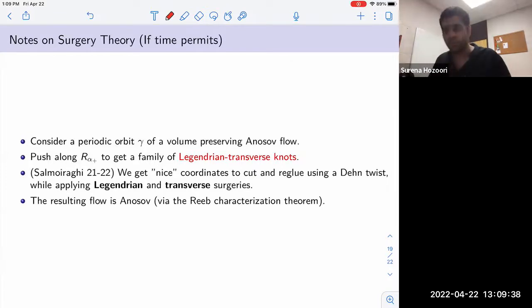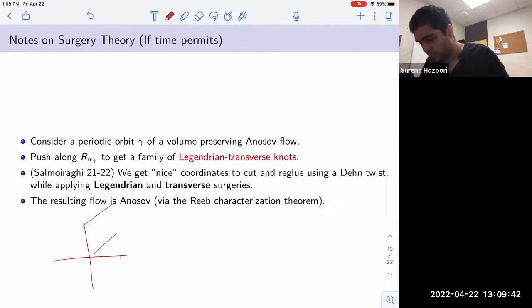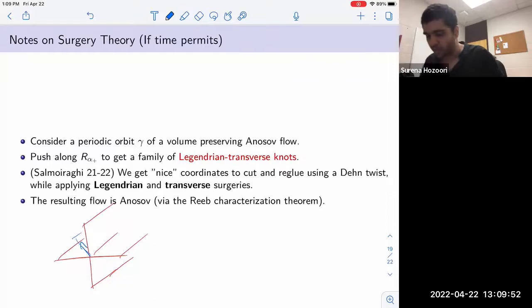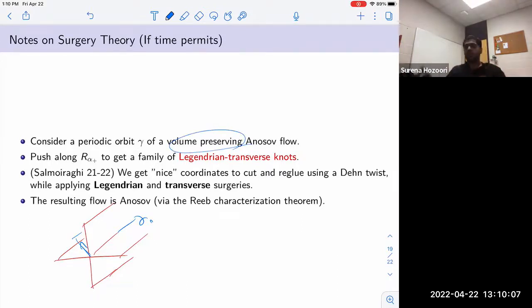And here, for instance, just from the picture I gave you, we can see more or less how we can use this. We saw that for volume preserving Anosov flows, we have these Reeb vector fields included in the other contact structure. So just take some periodic orbit gamma, and for now assume that the Anosov flow is volume preserving, which is not really necessary.